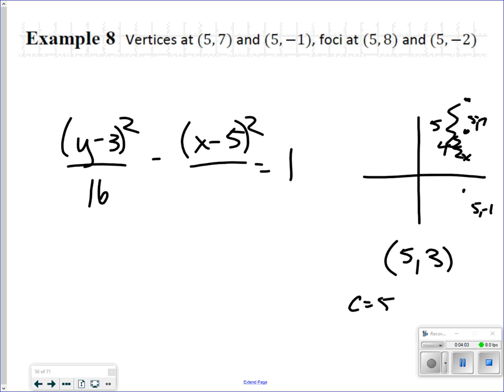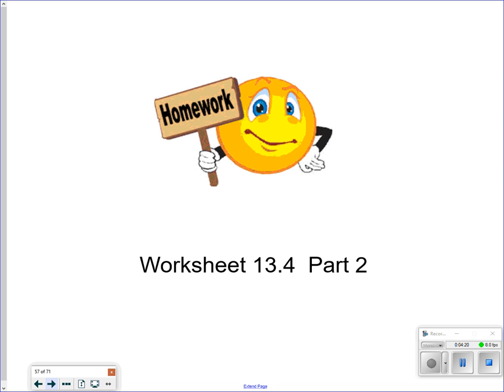So now, C squared equals A squared plus B squared. So B squared would equal 9. So that concludes writing the equation based on information.